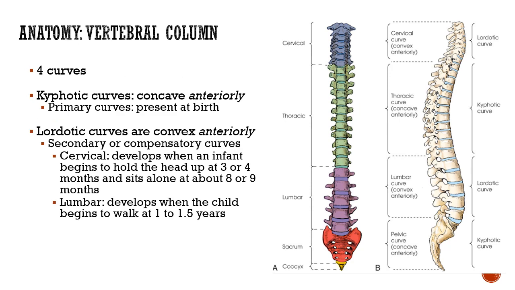There are 4 curves. The kyphotic curves are concave anteriorly, and they are primary curves that are present at birth, and that includes the thoracic and the pelvic curve. The lordotic curves, which are the other 2, are convex anteriorly. They're secondary or compensatory curves.